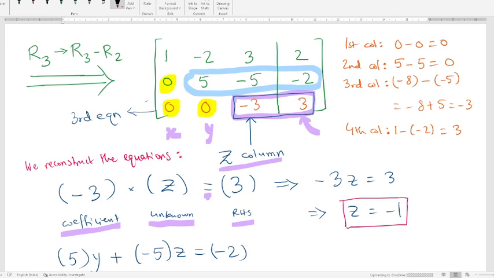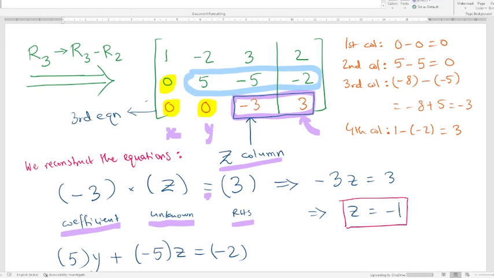We reconstruct the equations. Now, once we reconstruct the equations, we will get negative 3z is equal to 3, because the coefficient is taken from the left hand side of that straight line. On the left hand side, everything is coefficient. From there, we take the coefficient. That coefficient multiplied by the unknown will give us the RHS, right?